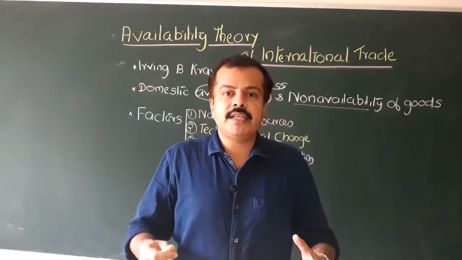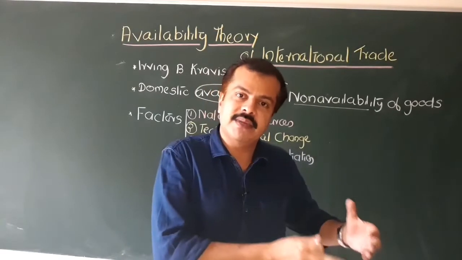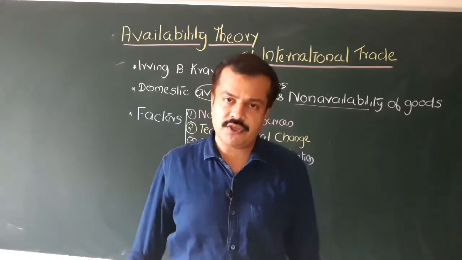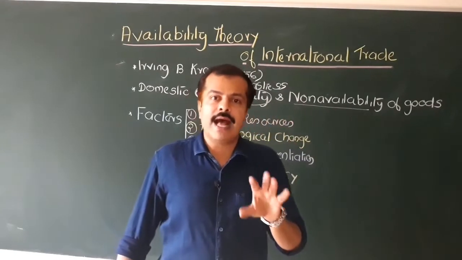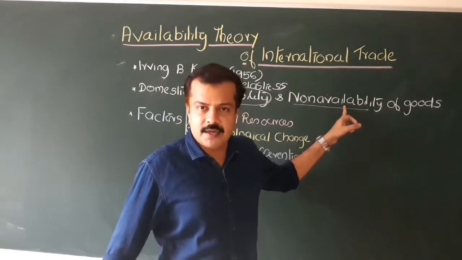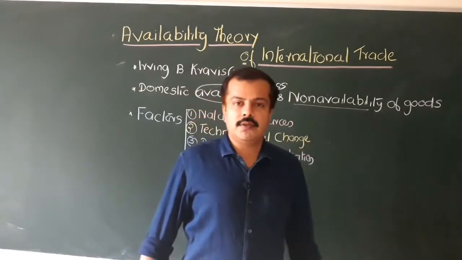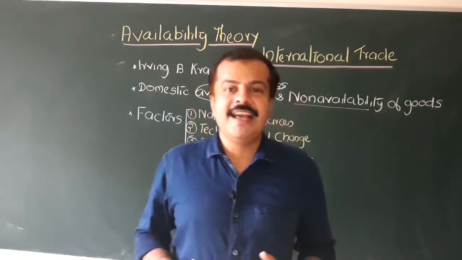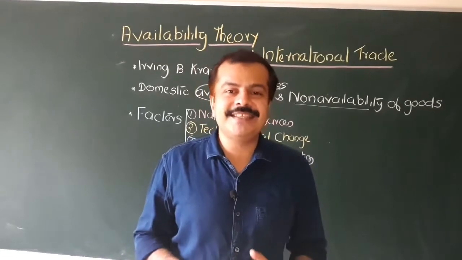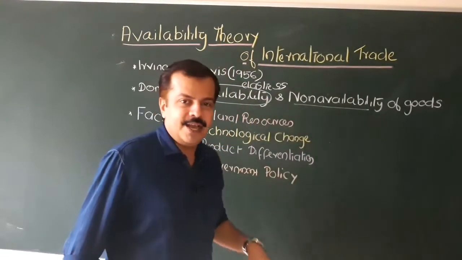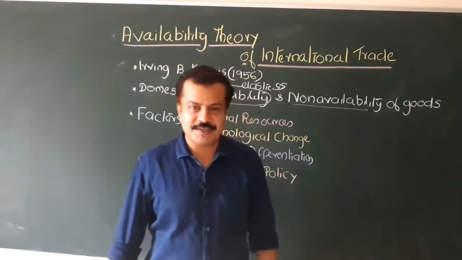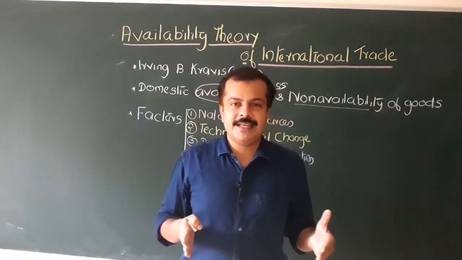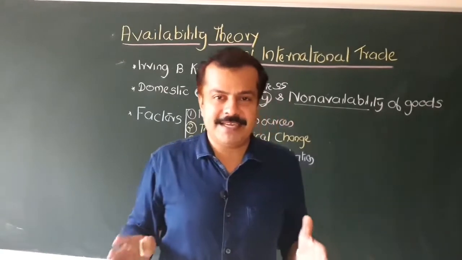Unavailability means that the commodity is not enough to meet even the domestic demand, and the production of this commodity cannot be increased without incurring a large cost. So once this commodity is not available in the domestic market, the country tends to import. So the prime factor that influences the pattern of trade is availability. That is why this theory is known as the availability theory or the availability approach to international trade. So availability and non-availability of commodities domestically determines the pattern of trade.